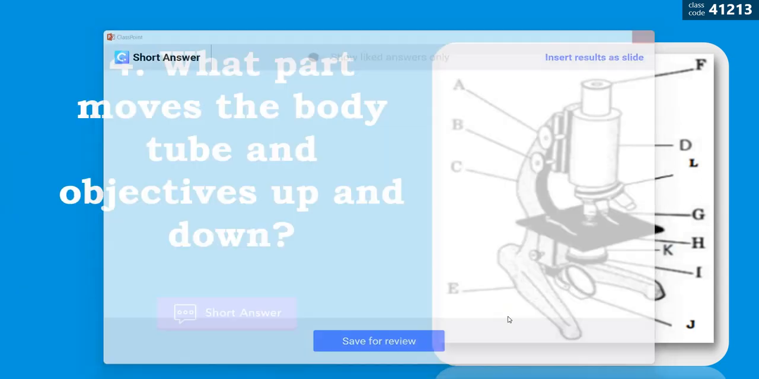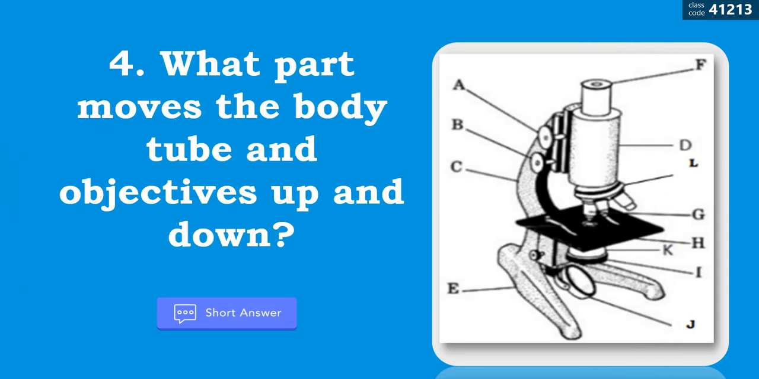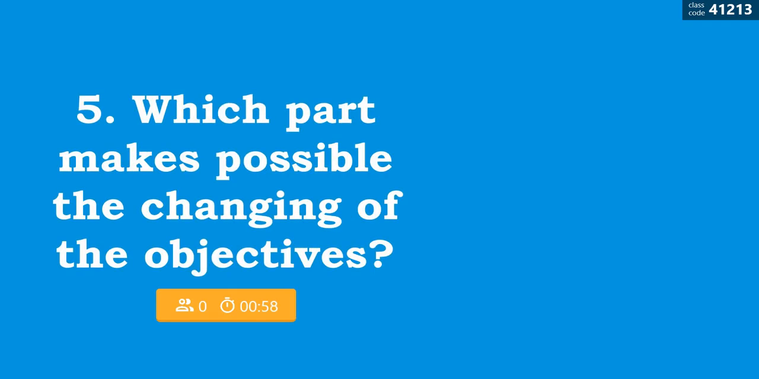Okay, so let's see the correct answer. The correct answer for number 4 is part A. So this is it. That is the part that moves the body tube and objectives up and down. Okay, let's move on with the next question.